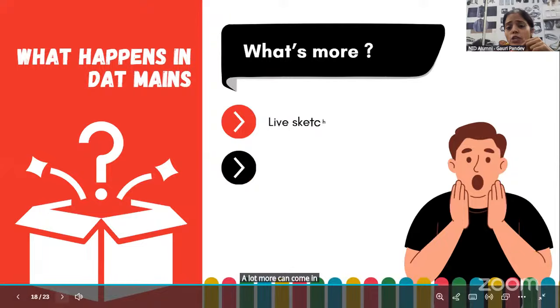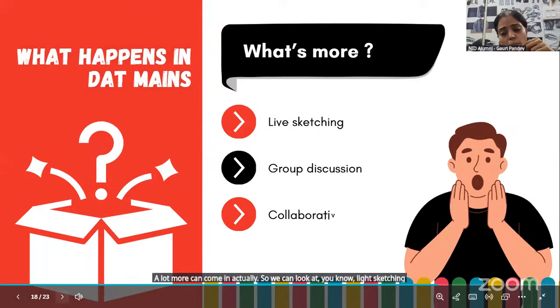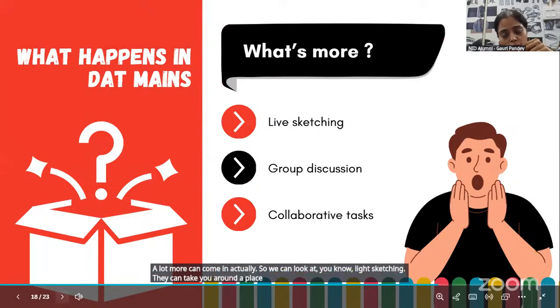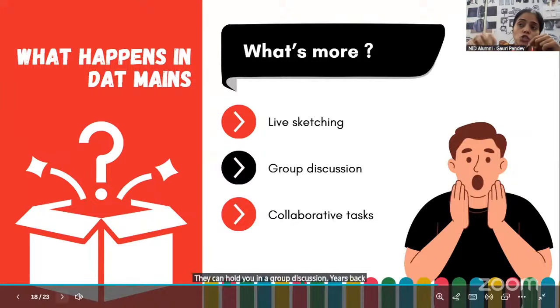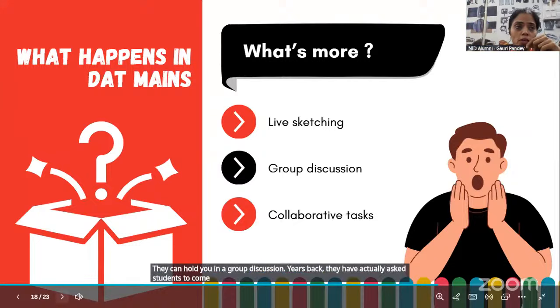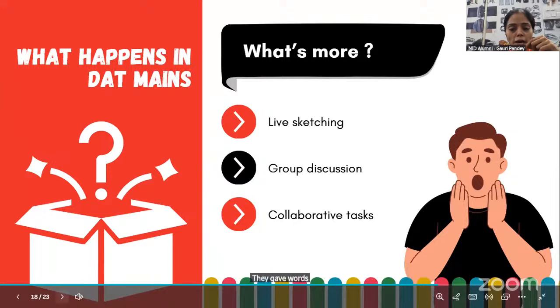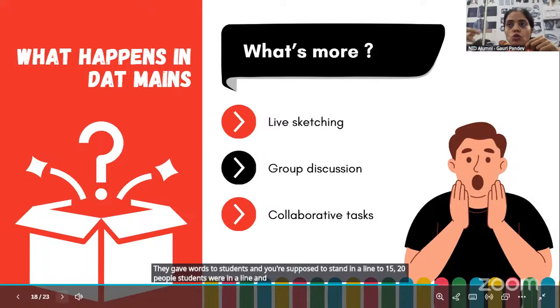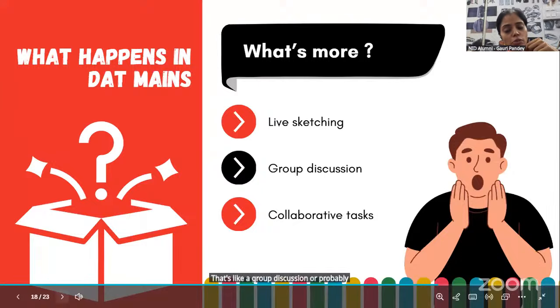So we can look at light sketching. They can take you around a place and ask you to sketch whatever you are seeing directly, as simple as that. They can hold a group discussion. Years back, they actually asked students to come together and spin a story. They gave words to students and you're supposed to stand in a line. 15, 20 students were in a line, and the invigilator would give you words, and with each word you come out with something in that story. Somebody's going to start, somebody's going to end, and others continue to spin the story. That's like a group discussion, or a group engagement, or a collaborative task.